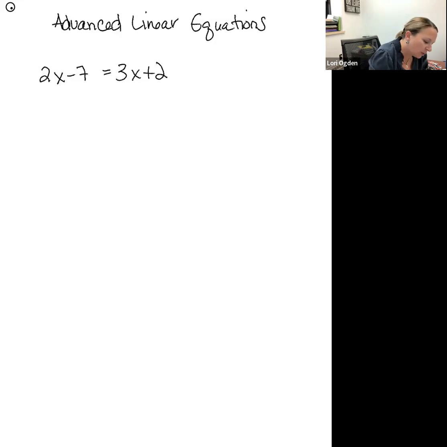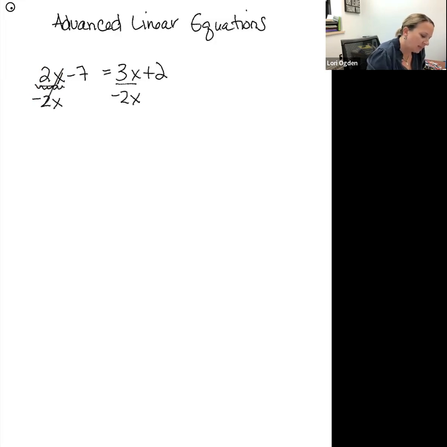So I'm going to start by either adding or subtracting one of the x terms to both sides of the equation. So I personally would prefer not to deal with negative terms. So because 3 is larger than 2, I'm going to elect to work with the 2x instead of the 3x. But you could do either, it doesn't matter. Since this is a positive 2x, I'm going to subtract it from both sides of the equation.